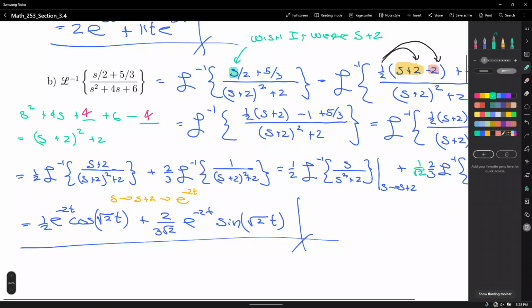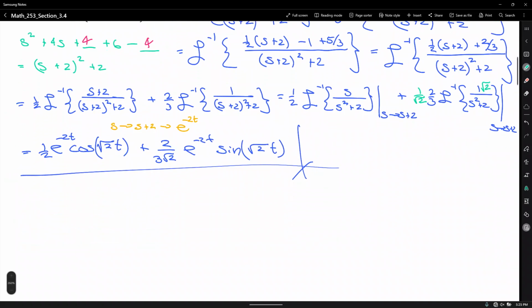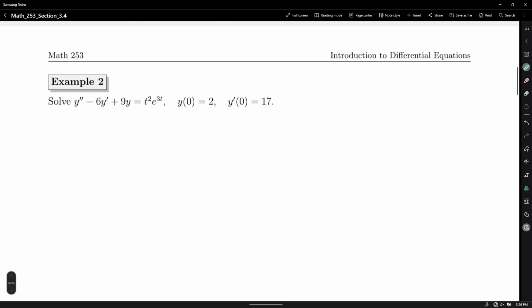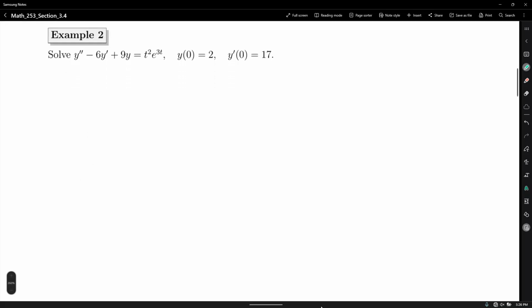Okay, so how about we apply this to solve a differential equation where the first translation theorem would be involved. They're asking us to solve the differential equation y double prime minus 6y prime plus 9y equals t squared e to the 3t.